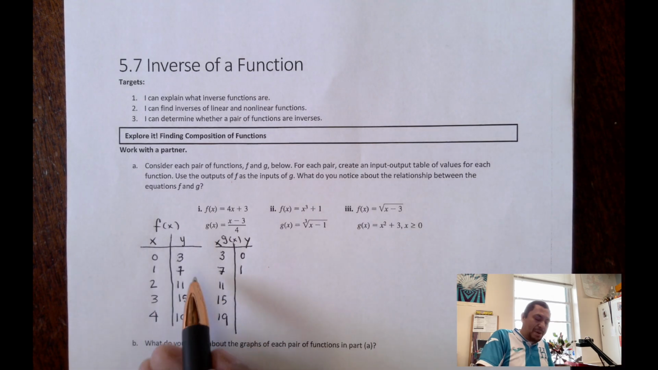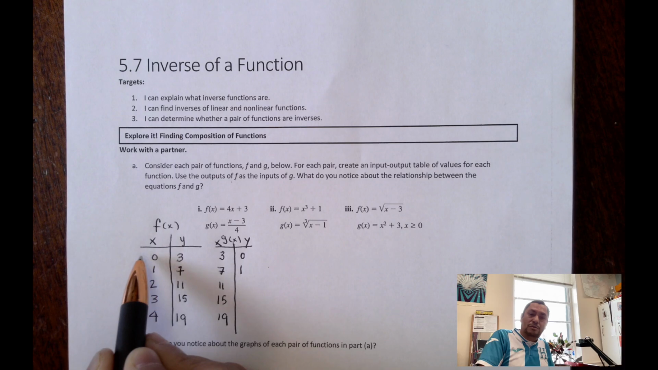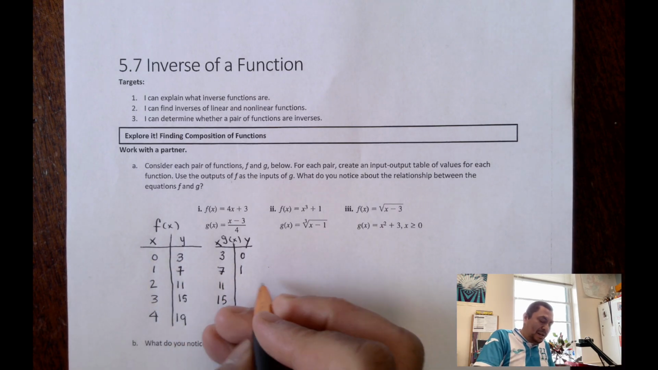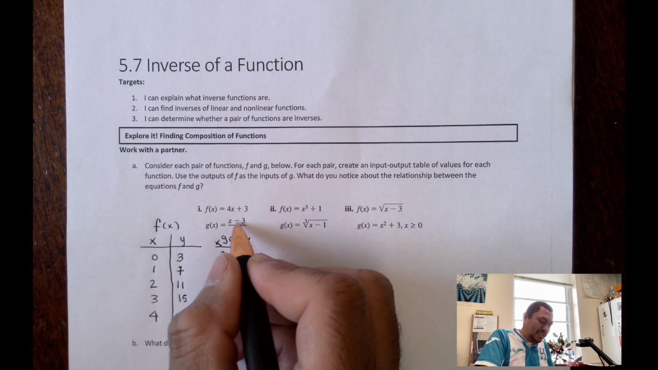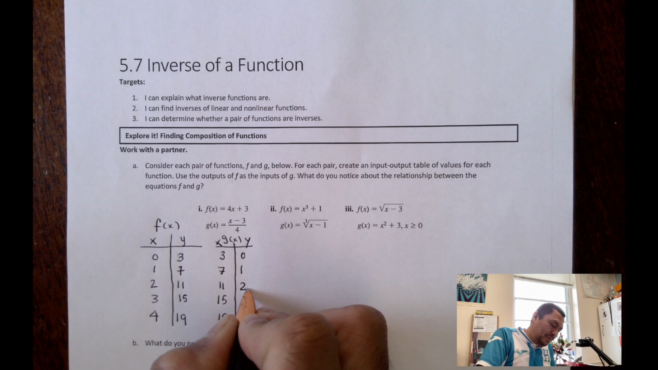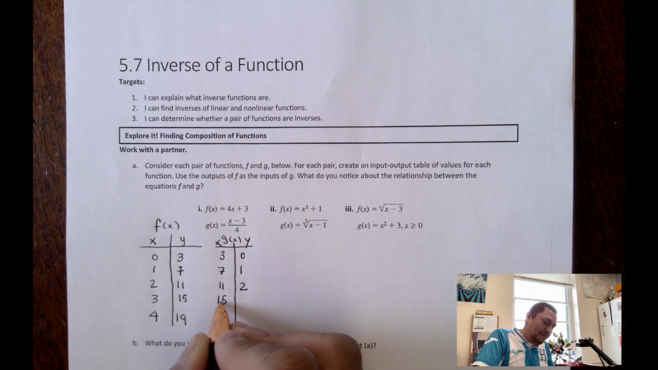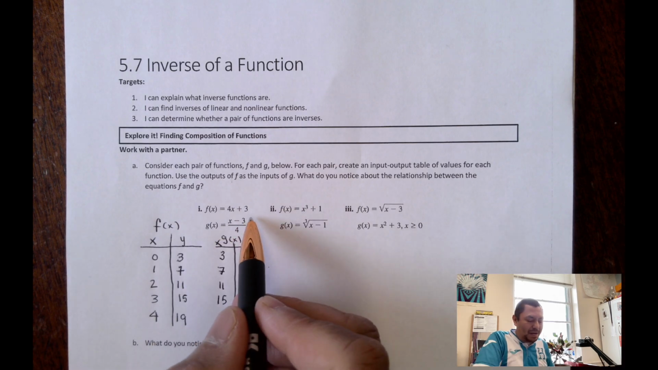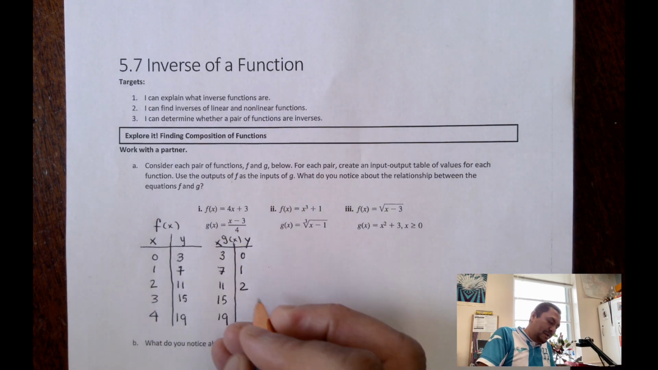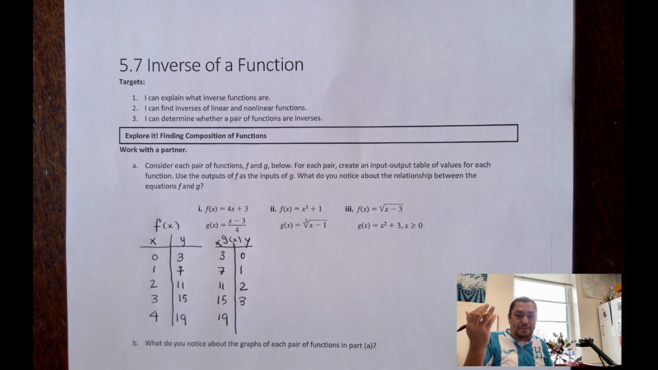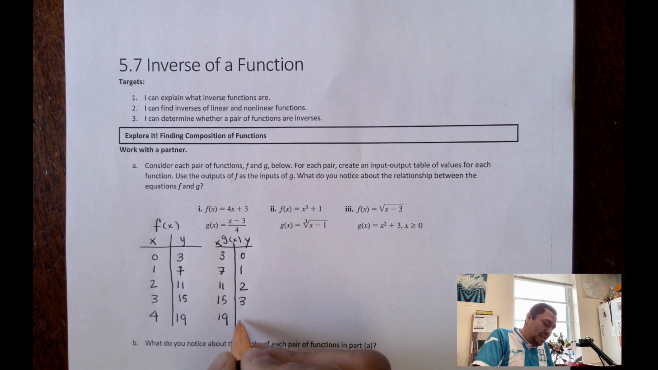Can we see the pattern now? We're just reversing the operation. 11 minus 3 is 8. Divided by 4 is 2. And 15 minus 3 is 12. Divided by 4 is 3. And then finally we have 19, which is going to give 4.